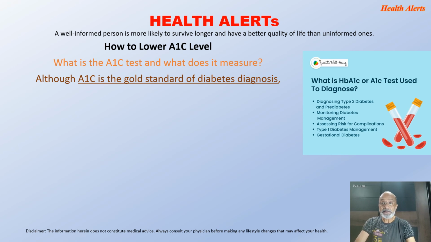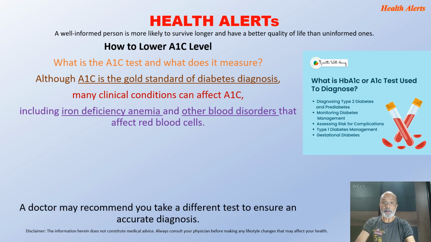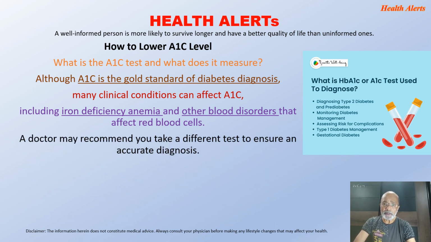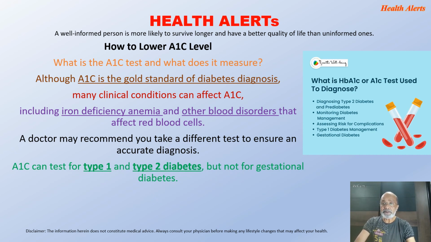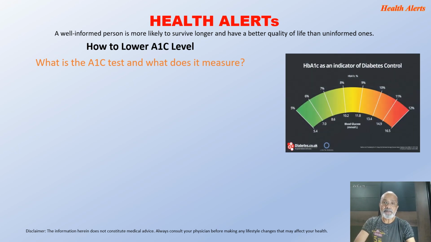Although A1C is the gold standard of diabetes diagnosis, many clinical conditions can affect A1C, including iron deficiency anemia and other blood disorders that affect red blood cells. A doctor may recommend you take different tests to ensure an accurate diagnosis. A1C can test for type 1 and type 2 diabetes, but not for gestational diabetes, which is pregnancy related diabetes. What is the A1C test and what does it measure?